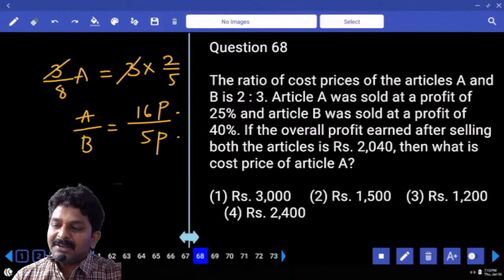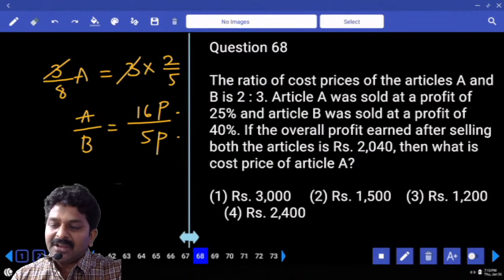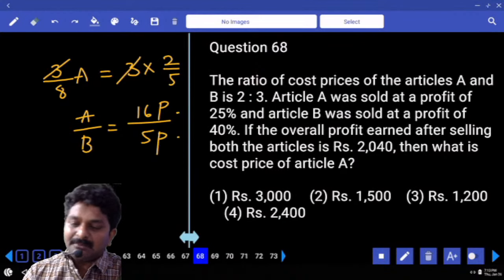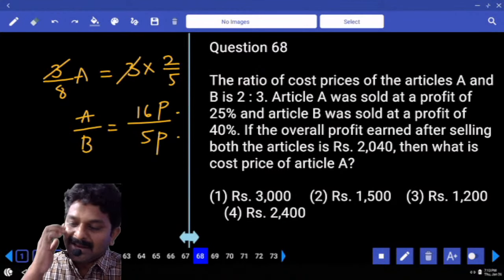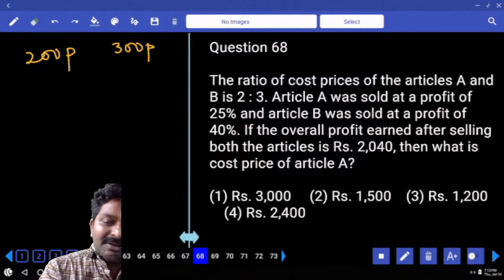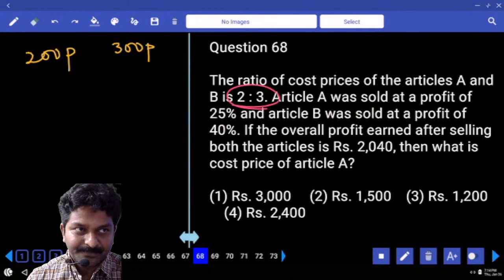The ratio of cost prices of articles A and B is 2:3. Article A was sold at a profit of 25%, B was sold at a profit of 40%. If the overall profit earned after selling both articles is 2040, then what is the cost price of article A? Okay, let me take article A's cost price as 200 parts and B as 300 parts, because the ratio is 2:3.